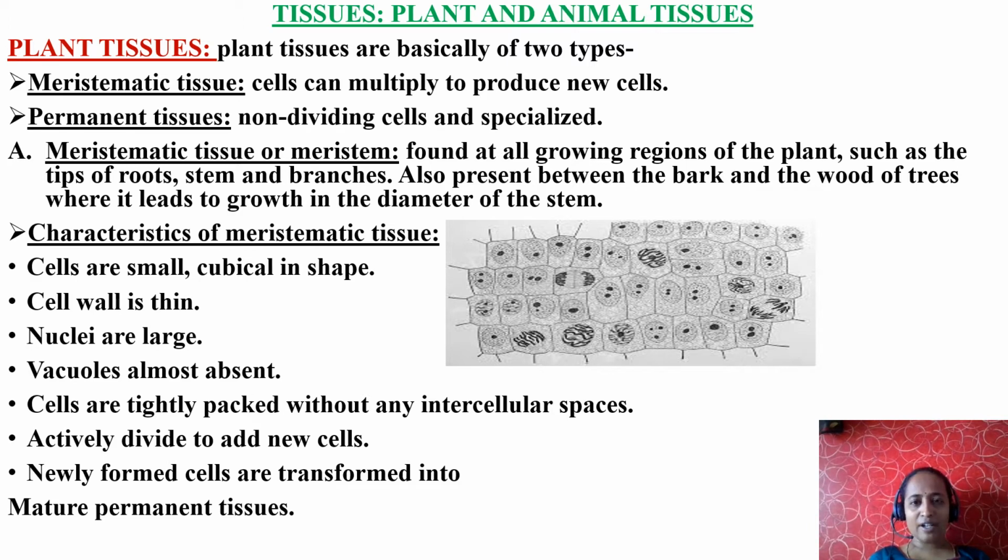They actively divide to add new cells. They keep on multiplying and keep on adding new cells. Newly formed cells are transformed into mature permanent tissues. So the old cells or the old tissues become permanent. Newly formed cells, after a few days or a few weeks, become what? Permanent tissues or permanent cells.